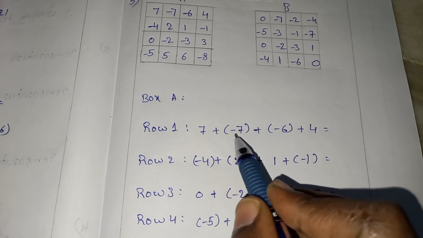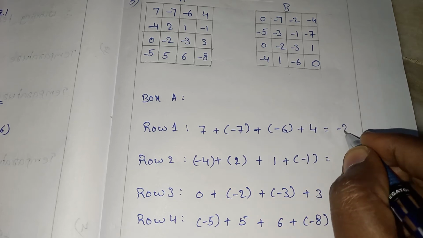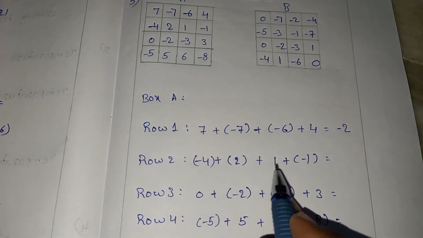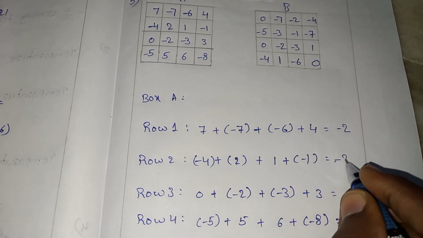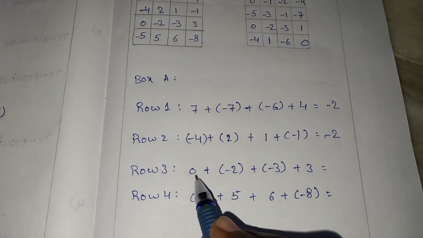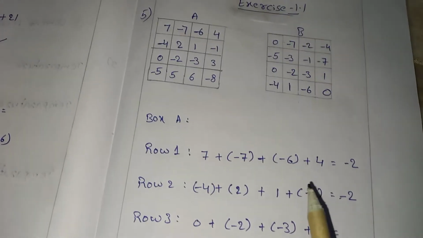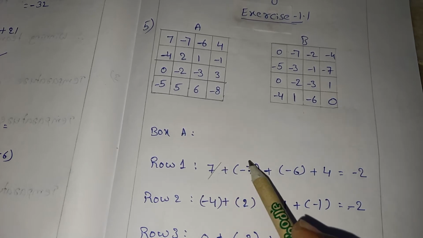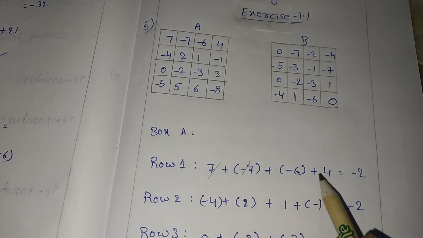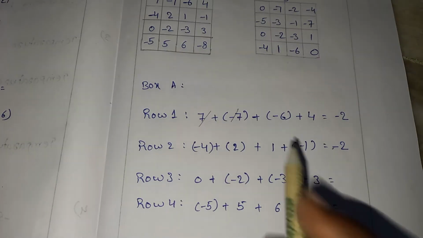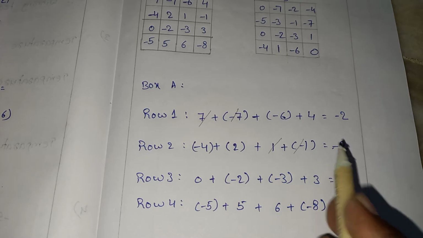What's the result? 7 minus 7 is 0, -6 plus 4 is -2. Answer will be -2. Here 1 minus 1 cancel. -4 plus 2 means -2, same answer. I am going to repeat again. 7 minus 7 cancel because one is positive and one is negative, 7 minus 7 is 0. -6 plus 4 is -2. Here 1 minus 1, cancel or not? -4 plus 2 is -2.